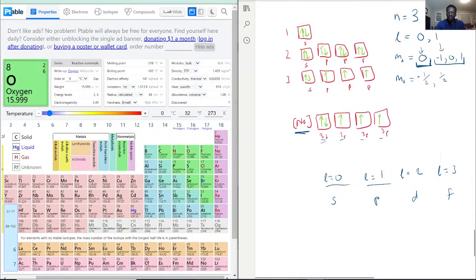So now they want us to give just one example of a possible set of quantum numbers, okay? Let's say we chose this one, okay?